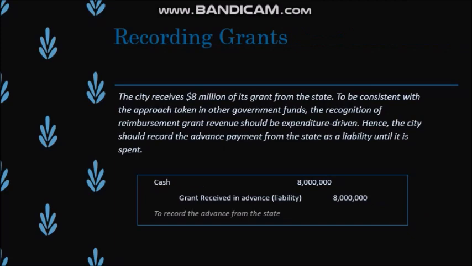So now we are going to be recording part of the grant that the state government promised us. They promised us $10 million, but they are going to give us $8 million now. So to be consistent with the approach taken in other government funds, the recognition of reimbursement grant revenue should be expenditure driven. Hence, the city should record the advance payment from the state as a liability until it is spent. So we'll debit cash for $8 million and credit grant received in advance, which is shown that it's a liability, for $8 million. And this is to record the advance from the state.